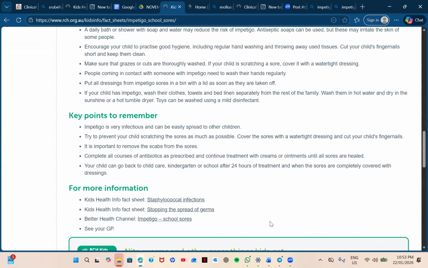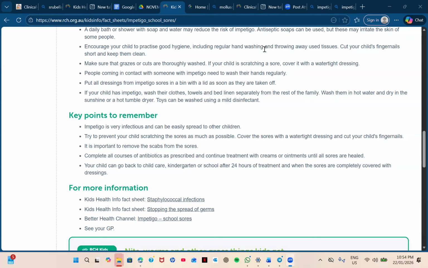So, what is the school exclusion criteria for impetigo? Tell me what the school exclusion criteria for impetigo is. 24 hours from what, doctor? It's 24 hours of treatment, right? 24 hours of antibiotic treatment.